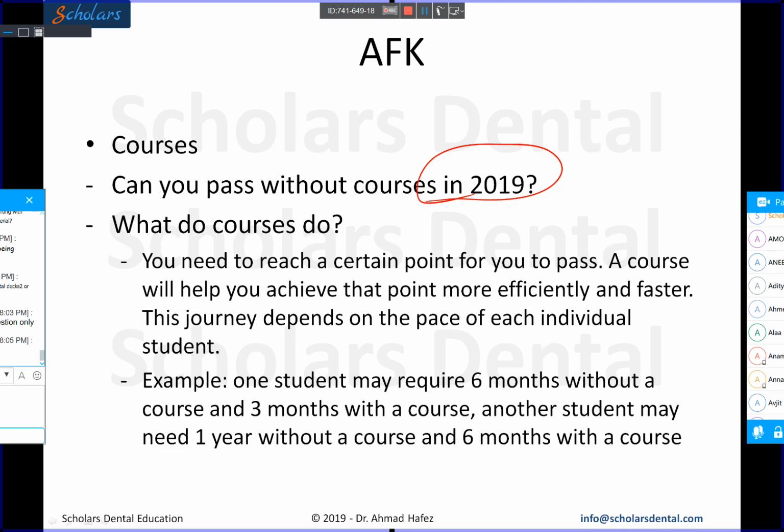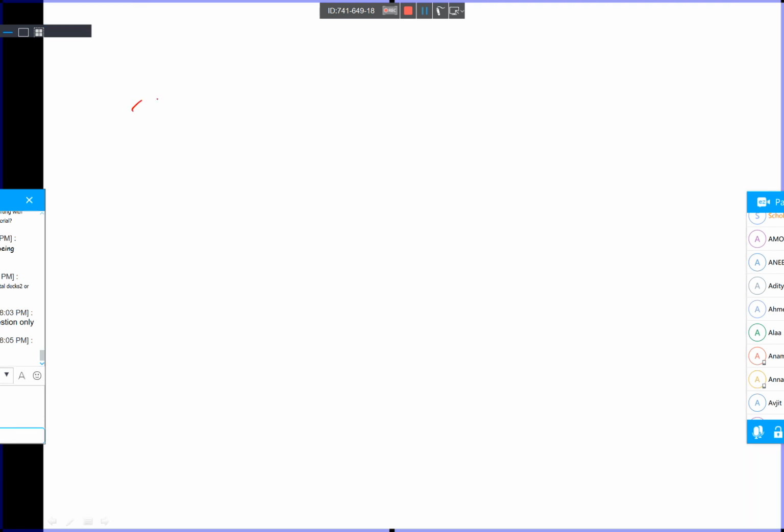Okay, this is my strategy. Now, can you pass without courses? Here's the thing. I said this before, in 2012 or 13, maybe you could have passed without a course. Why? There was less competition. Fewer people were taking courses, maybe 30 to 50. And you have to remember, this is a competition, right? So think about it this way.